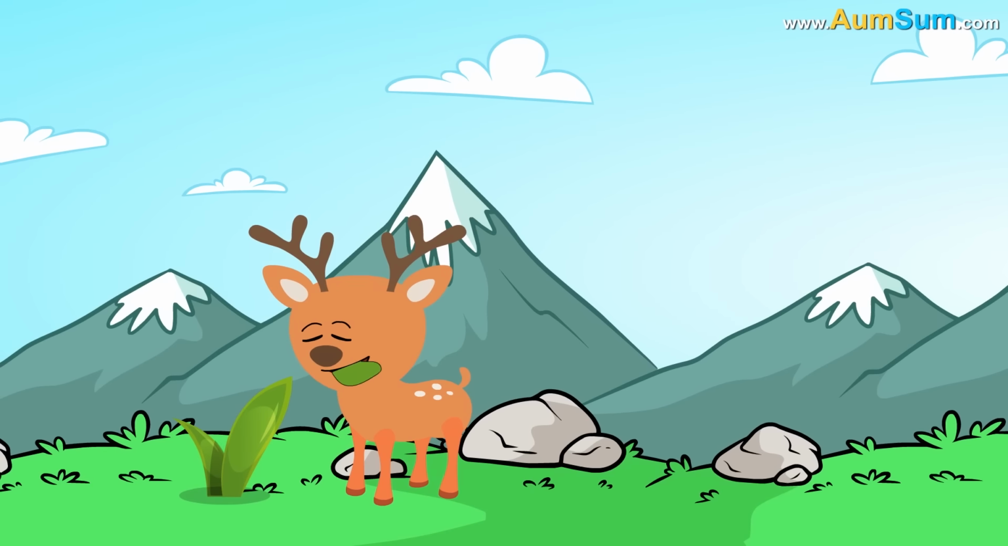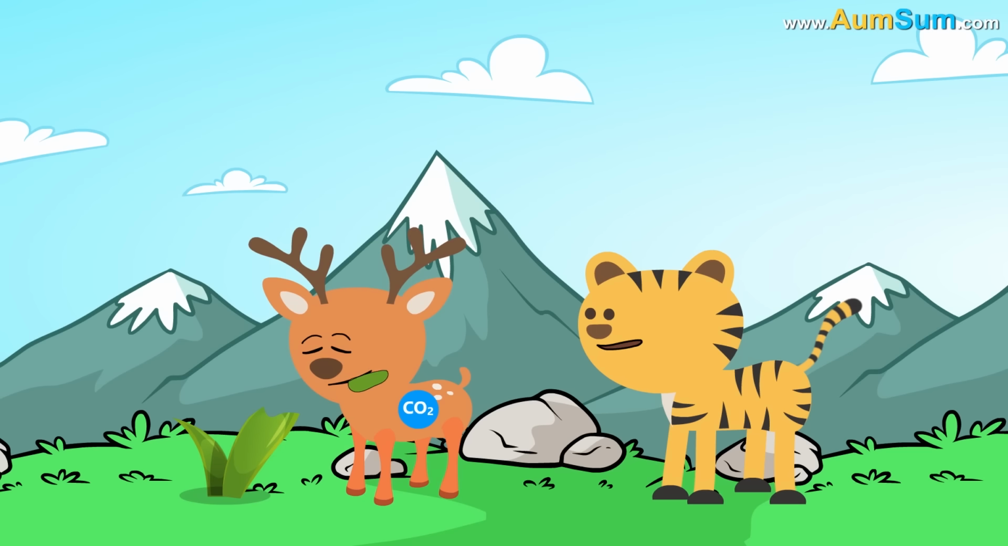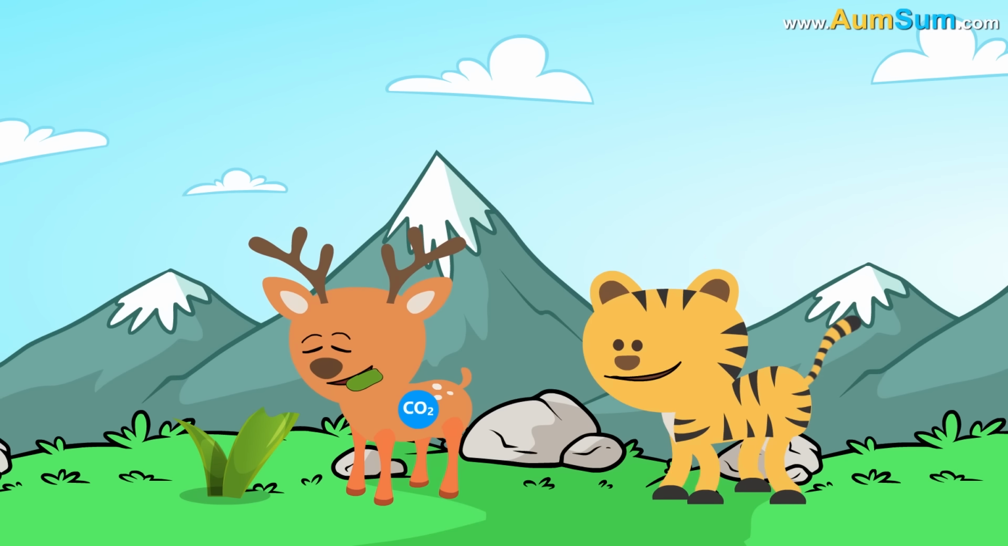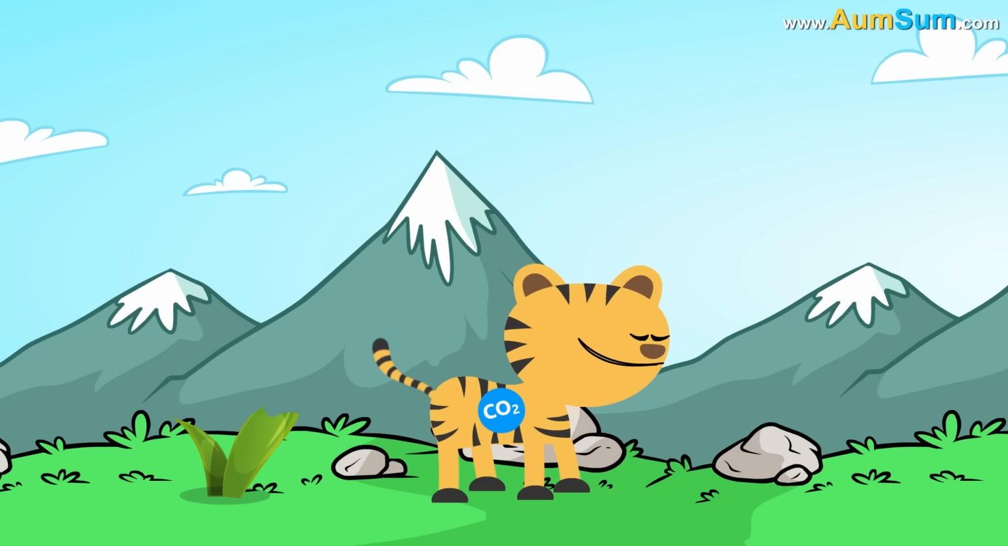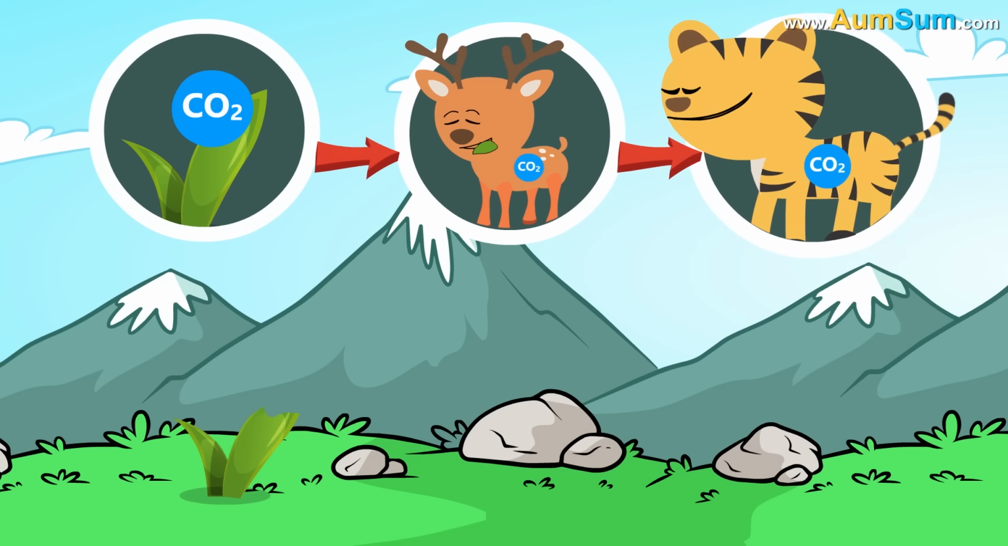Anyways, when animals eat plants, the carbon content in the plants is transferred to them. Now, some animals like lions, tigers, etc. do not eat plants, but they do eat the plant-eating animals, right? When that happens, the carbon content enters their bodies as well. In this way, carbon enters all of us through the food chain.